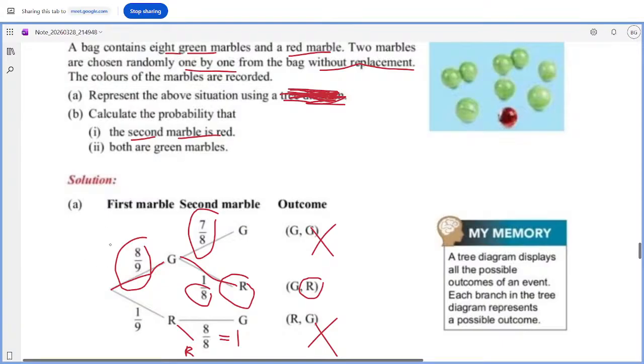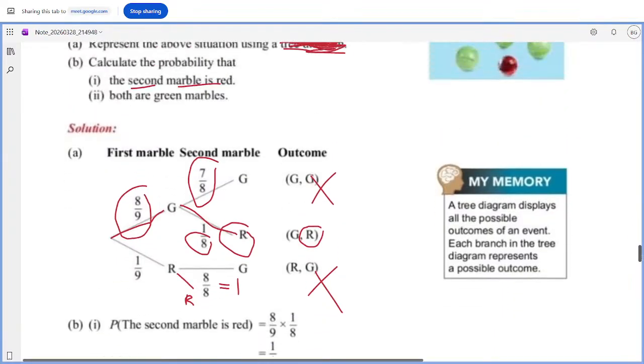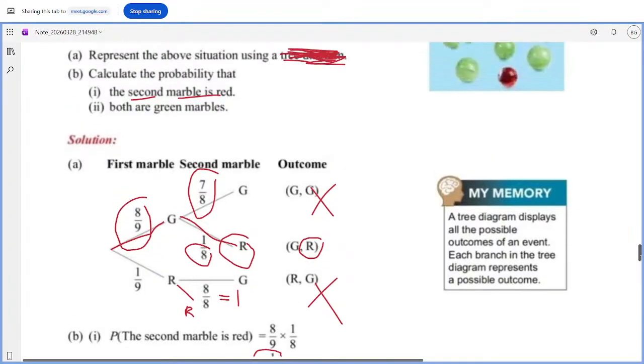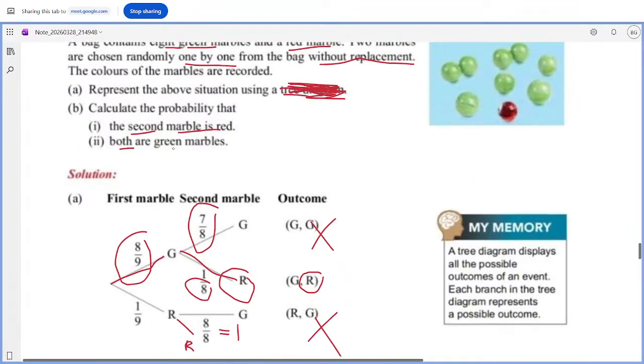Always you guys must ask this question. When you do something in maths, why? Yes, okay, because it is dependent. It will affect each other. So 8/9 times 1/8. You get 1/9. Basically you can also say it's happening at the same time. It's happening at the same time. So that's why you times. 1/9, first marble and second marble. Okay, all right. Now they say both are green marbles. Both are green marbles means you're referring to the first situation. So basically 8/9 times 7/8. Done.